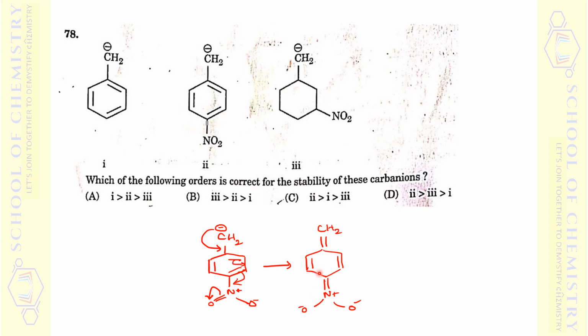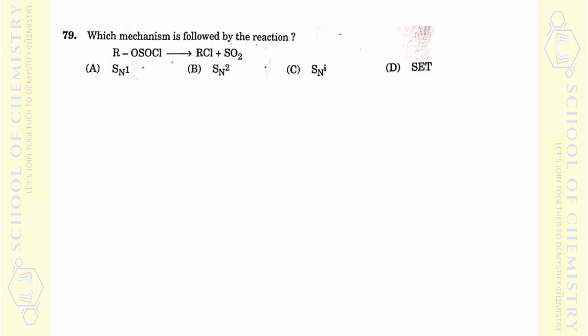So this is the most stable among these 3. Therefore, option C: 2 is most stable, next comes 1, and next comes 3. That is the correct answer, and option C is the correct answer for the question. Next question. Again, a simple one.